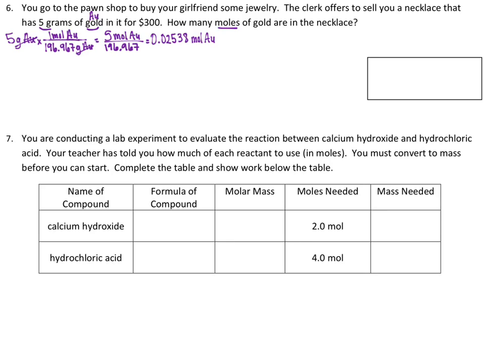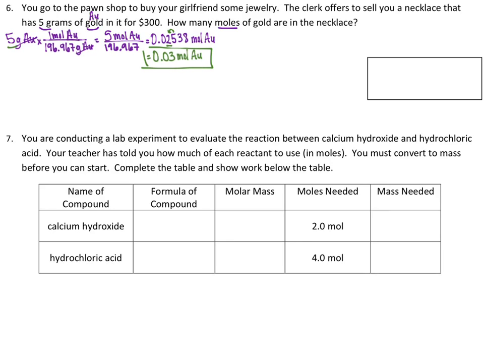Again, I need to look at my number of significant figures, just one sig fig. So, look at this. This 5 changes this 2 into a 0.03 mole of gold. And that's my final answer.